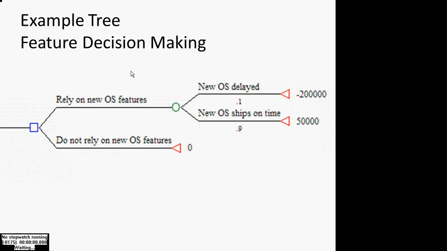So 0.9 times 50,000 is 45,000, plus 0.1 times minus 200,000, which is minus 20,000. So it's 45,000 plus minus 20,000. In other words, 45,000 minus 20,000. In other words, $25,000. Does that make sense? Okay, great. So that's $25,000. And now tell me what is the value associated with this decision node. $25,000. It's the best of these two outcomes.